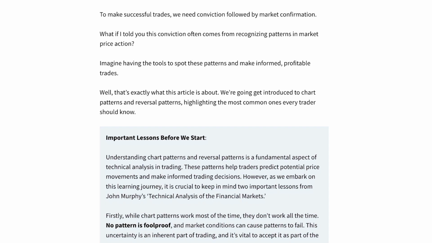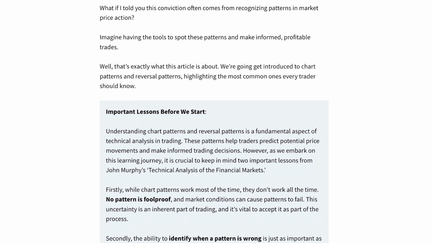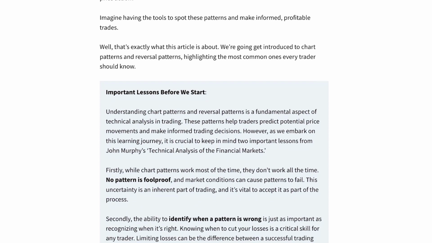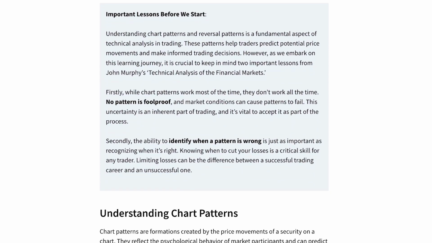Once you get more experience and you're actually trading, you're going to be able to spot these patterns and make these trades. And a lot of people that you might be following on social media that do this, that's what they're doing. They're spotting these patterns. So imagine having the tools to spot these patterns and make informed decisions, and that is a big part of training. That's what we're going to cover in this introduction to chart patterns.